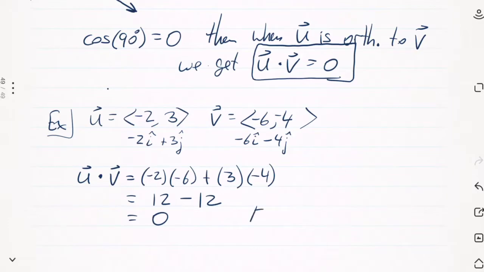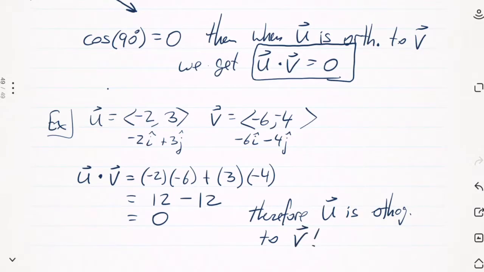And then we can say, therefore, u is orthogonal to v. And that's all we need to know.